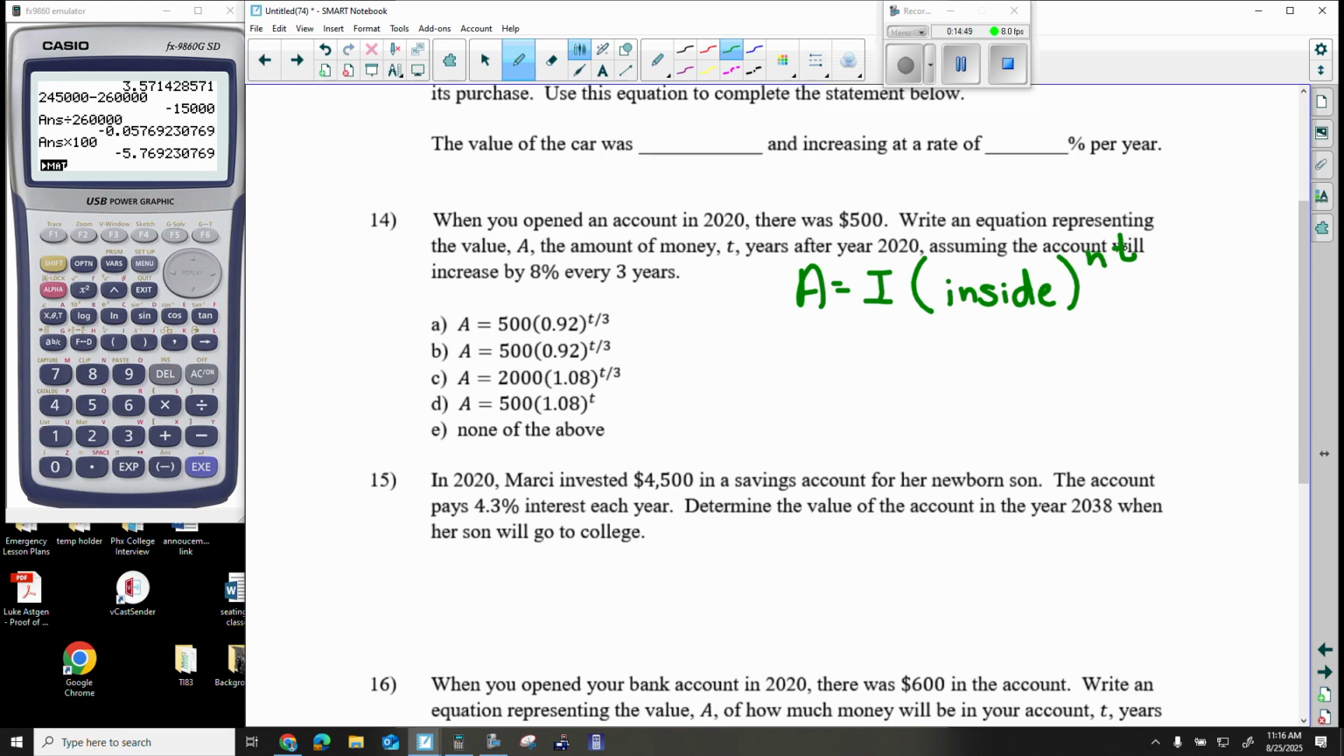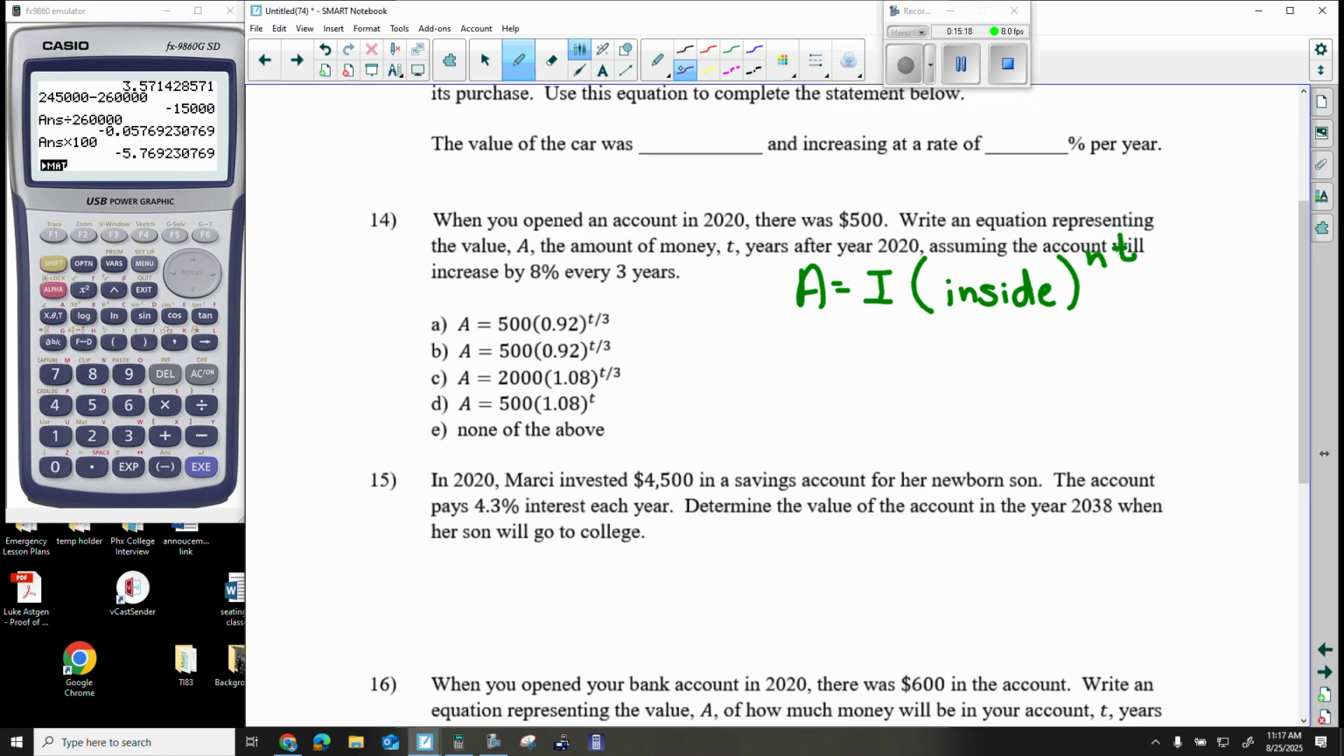Okay, the letter A will remain the letter A, the letter T will remain the letter T. So we have to be able to identify the I, which stands for the initial amount, the inside, which usually spawns from the rate that they give you, and then the letter N, which every once in a while you have to figure out. All right, so if you can identify those things, you're doing pretty well.